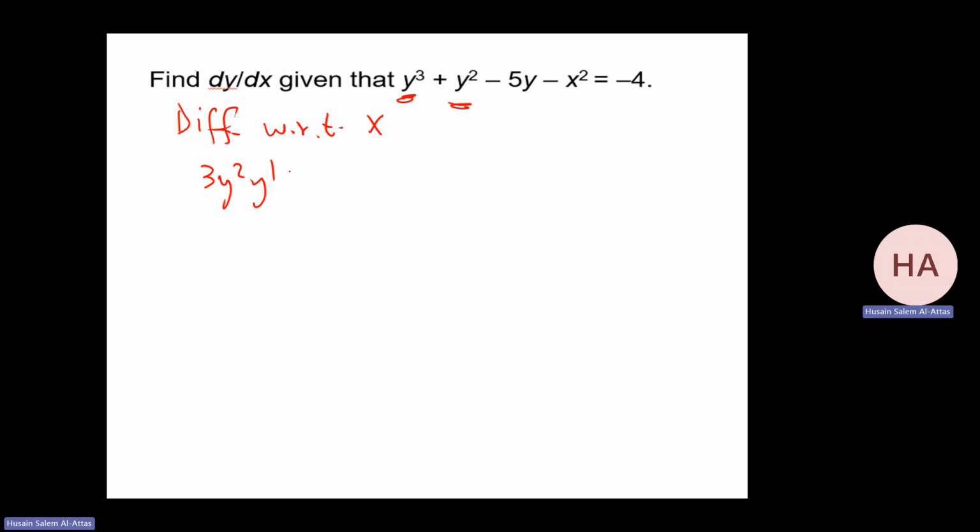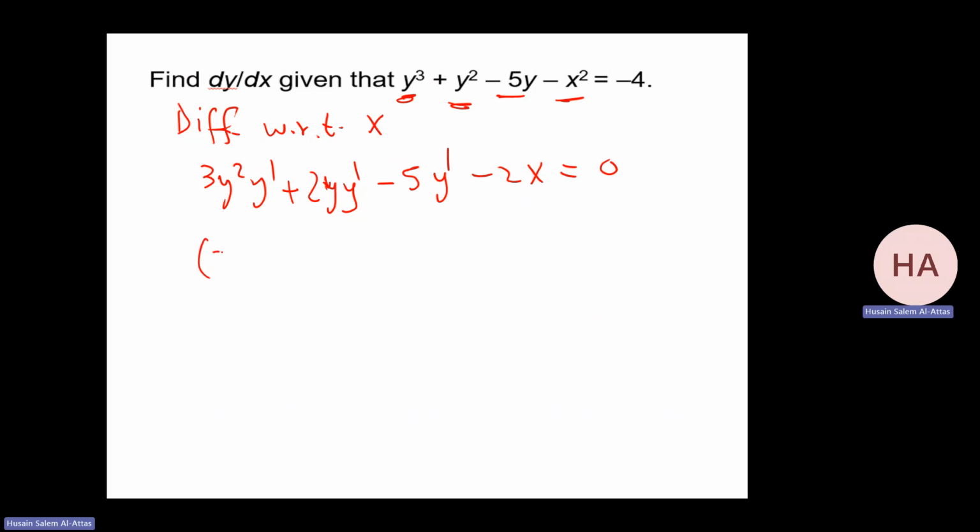What's the derivative of this? 2y times y prime. Derivative of this, minus 5y prime. So every time I have y, I need y prime. This one, no need for. That will be minus 2x equals 0. Now I solve for y prime.